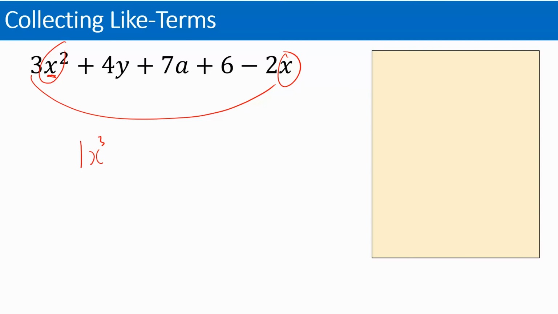Okay, so to answer your question, no. All these terms here are different. This is an x squared term. You've got 3 of these x squared terms. This is a y term. I have 4 of these y terms. I have a's, and there's 7 of these a's, and I've got just a 6. Whereas over here, I've got minus 2 of these x's. This x is different to an x squared.